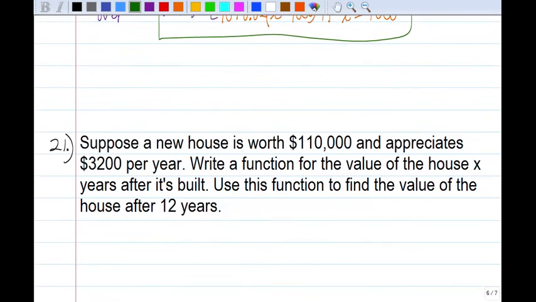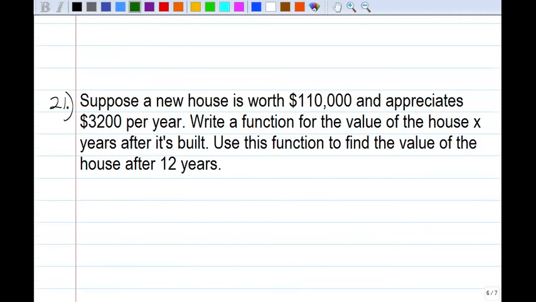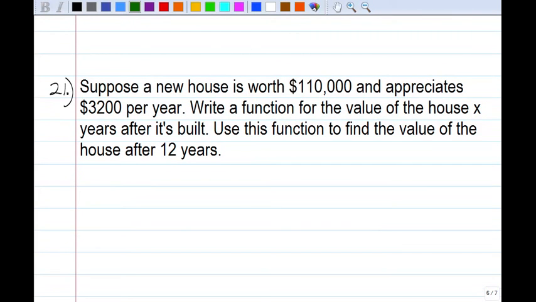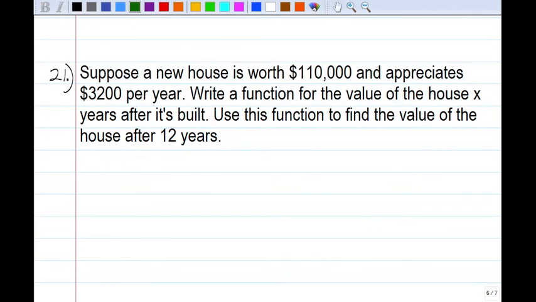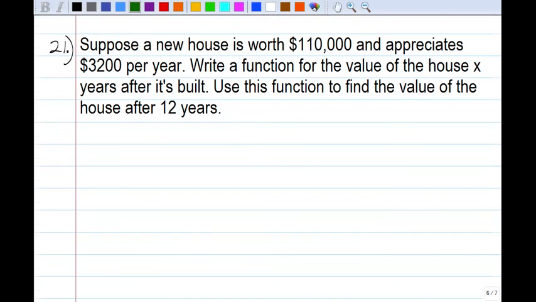All right, so number 21, suppose a new house is worth $110,000 and appreciates $3,200 per year. So the value increases, which is usually what happens with a house. So write a function for the value of the house x years after it's built. Use this function to find the value of the house after 12 years. Okay, so I'll just call this function v of x for value.